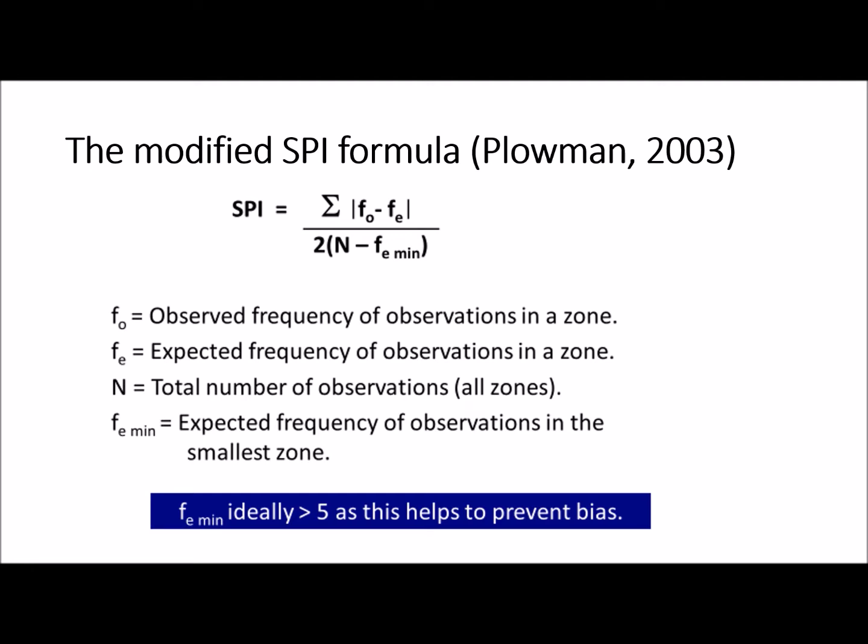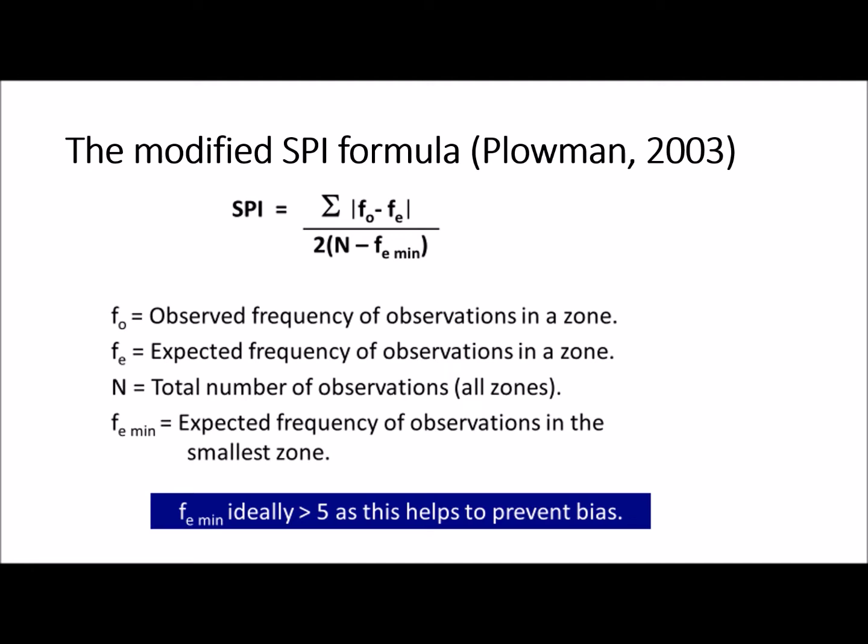The bottom line of the formula contains large N, which is our total number of observations that we have seen across all zones, and we subtract our expected frequency from the minimum zone, which is the smallest zone. So FE min is our expected frequency of observations in the smallest zone. We do all of that in the brackets first, and then we multiply that by 2.